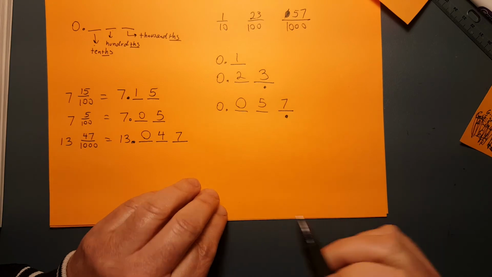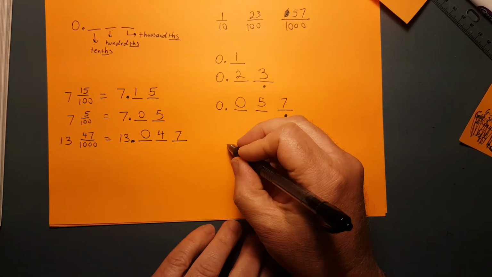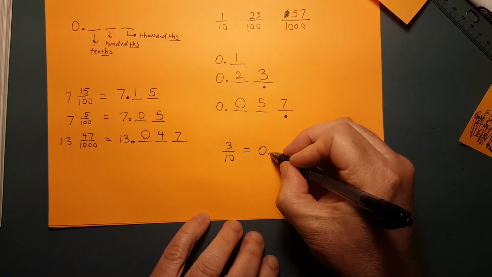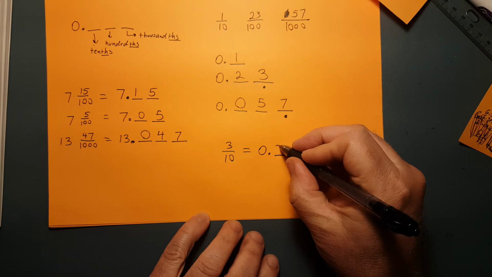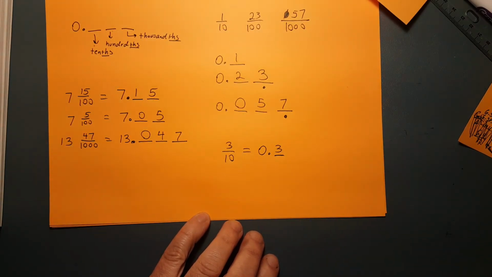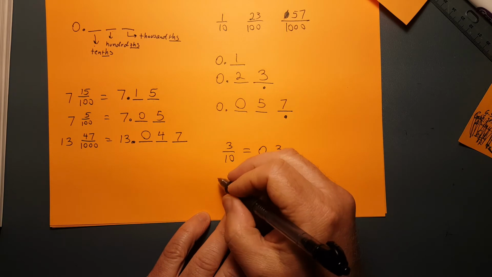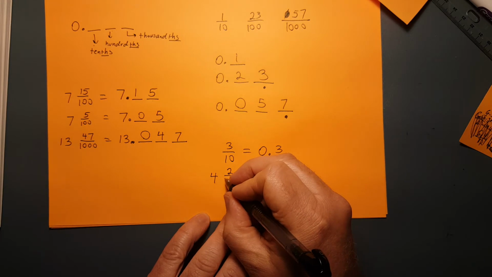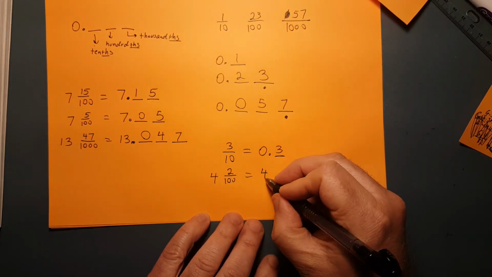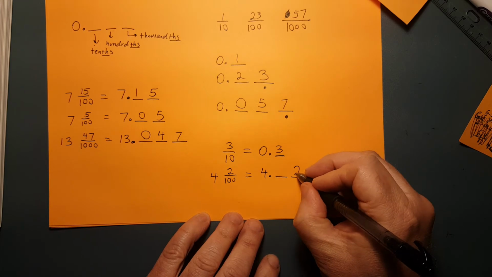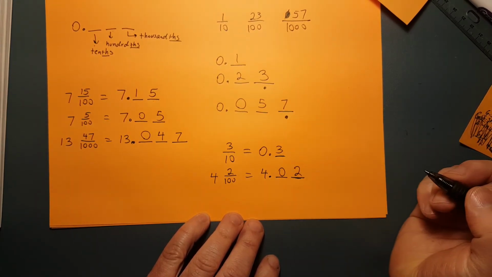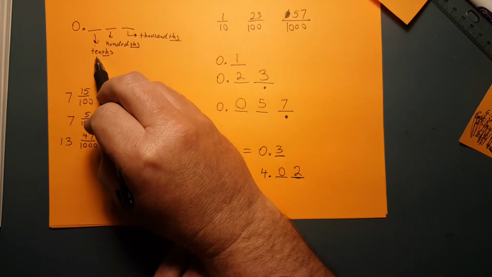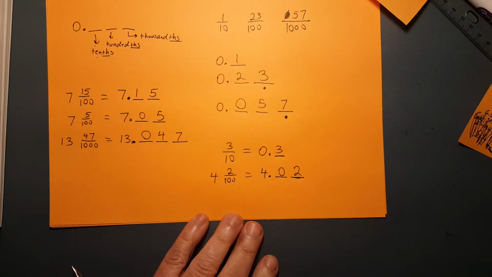Now, most of the ones you get will be even easier than these. They'll give you something like 3/10. And you have to put, well, 3/10 is like 0 and 3/10. That's the tenths place. Put the 3 right there. They'll give you something like 4 and 2 hundredths. You put 4 and then you put 2 in the hundredths place. Okay? So this is easy when the fraction is in tenths or hundredths or thousandths.